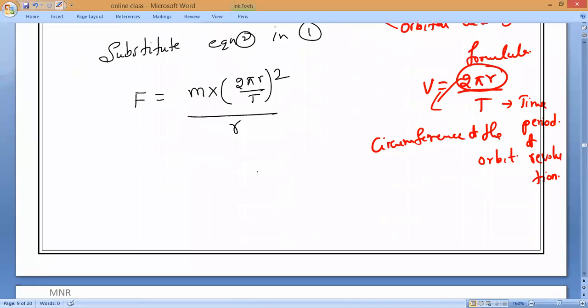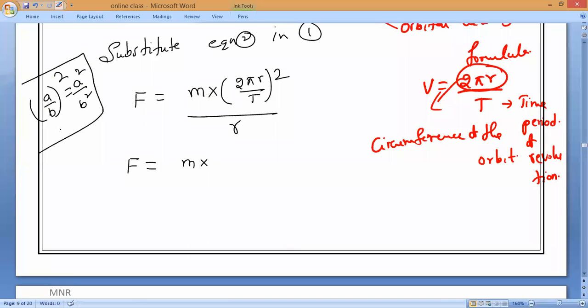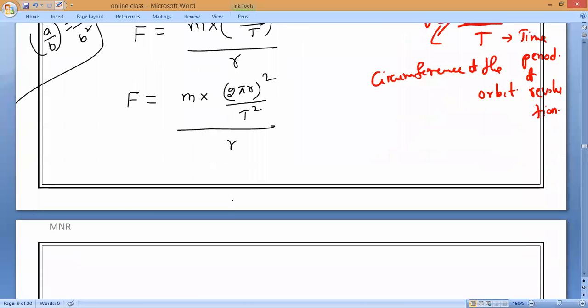Yes. Now, what is the equation? You should tell me. Next step. F is equal to M into this, which belongs to both. A by B whole square means, mathematically, what can we write? A square by B square. Same way, tell me this one. What will happen? Everybody. 4 pi square r square, sir, whole square divided by T square divided by R. So this is what will happen.